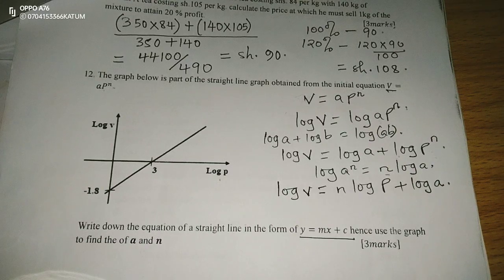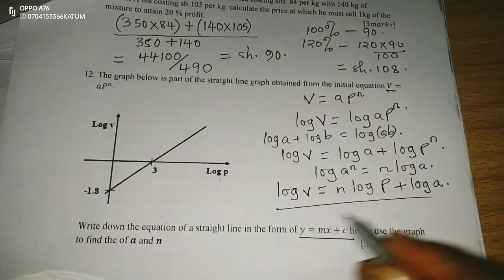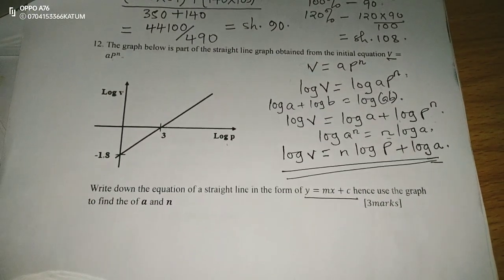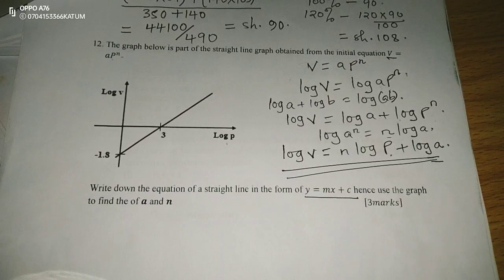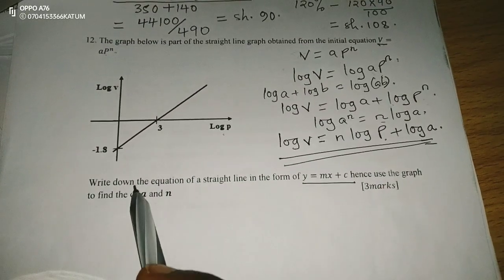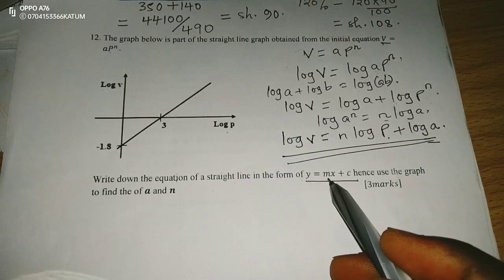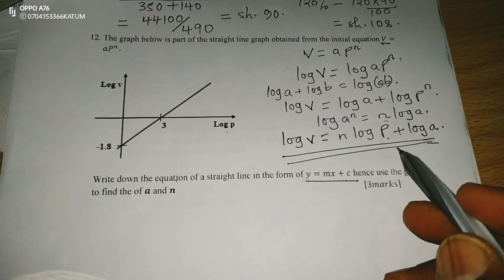Therefore now, this is the linear equation connecting p and v as two variables. We've been taught to write down the equation of a straight line in the form y equals mx plus c, and this is now the equation.